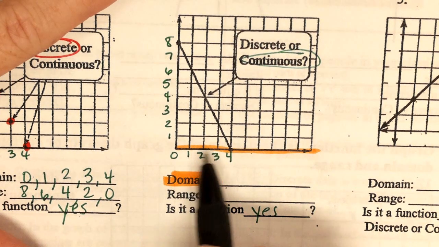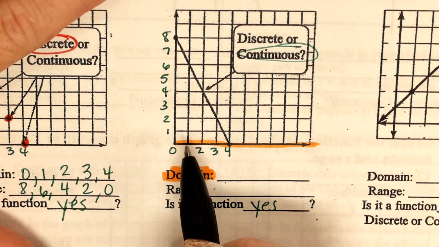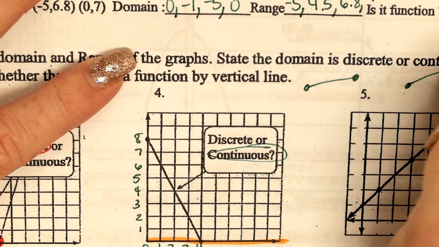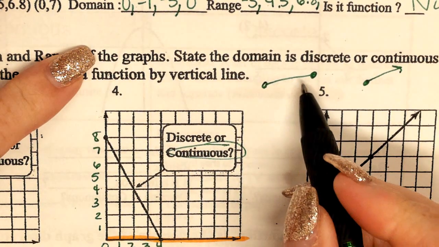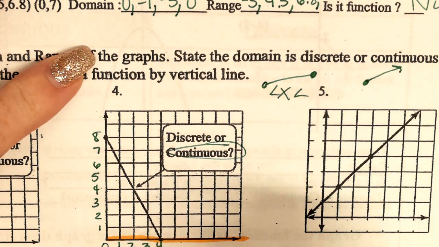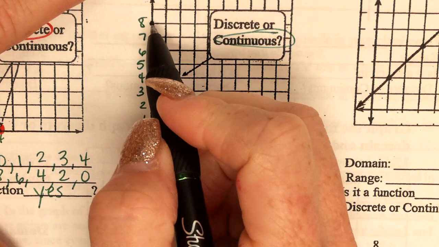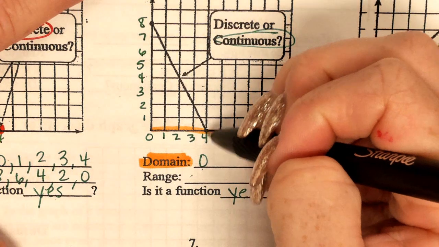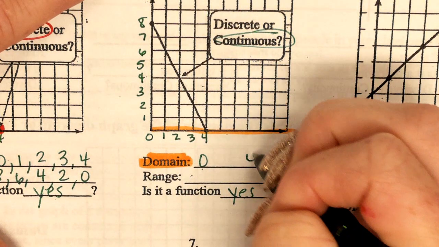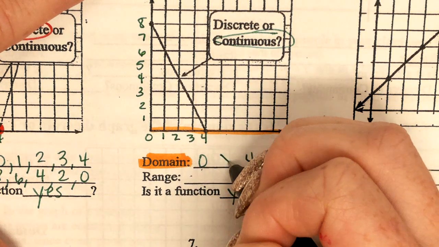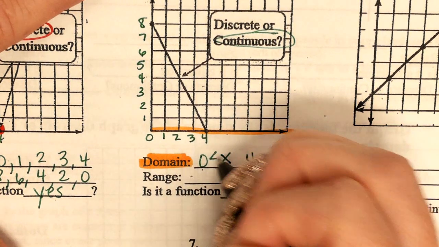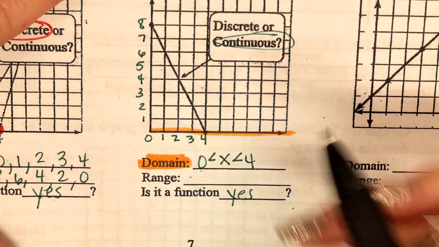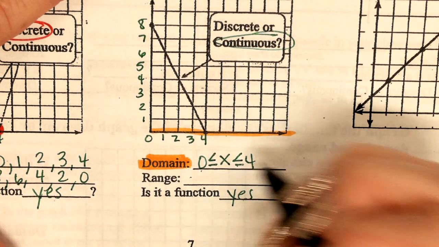Okay, so look at the domain. From the x-axis, is there, first of all, is it like this or like this? This one. So remember, it's going to be one of these, like this, yes? Okay. So what's the furthest left on the x-axis? 0. What's the furthest right on the x-axis? 4. Then I put x in the middle, okay, and I go like this. Can it be 0? Yes. Can it be 4? Yes.